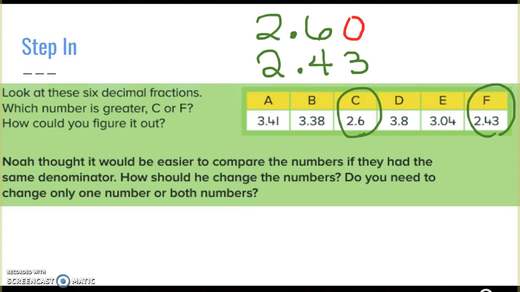So the first value we would look at would be our ones place. They're both the same. So that means we would have to go down and look at our tenths place. Our tenths are a 6 and a 4. So I automatically know that this 2 and 6/10 is greater because the value in the tenths place is larger. Don't let the hundredths place confuse you. You always look at the greatest valued place first.